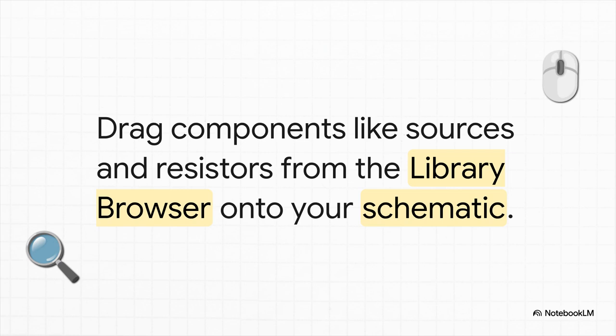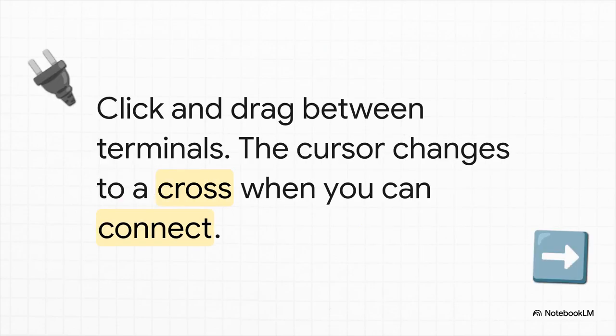Step 1. We need parts. So you pop open that library browser, our digital toolbox, and you literally just drag and drop. Grab a DC voltage source, a resistor, an inductor, and a capacitor, and just pull them right onto your workspace. Done. All right, now we wire it all up.